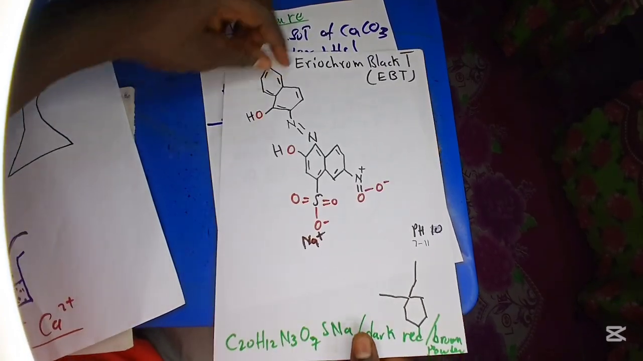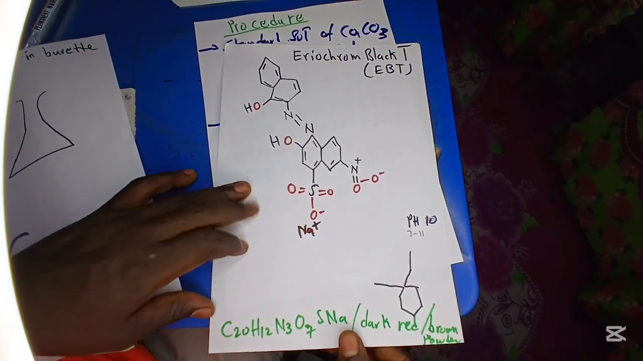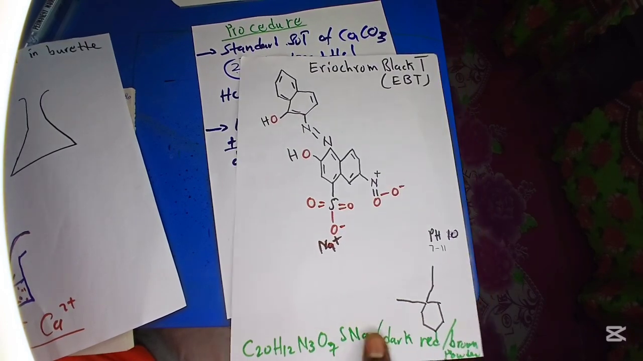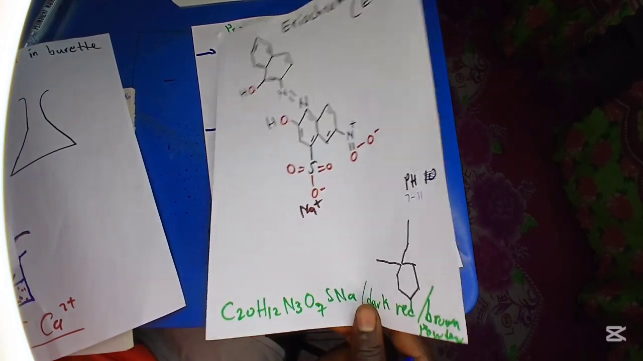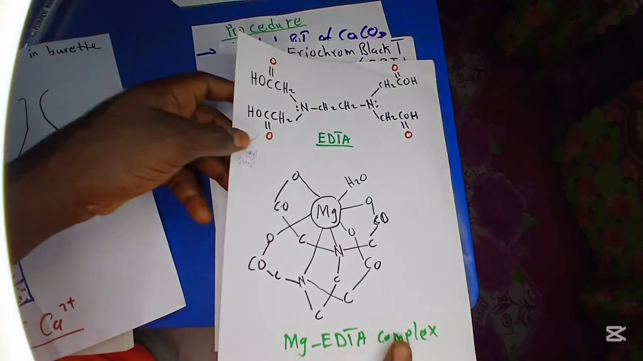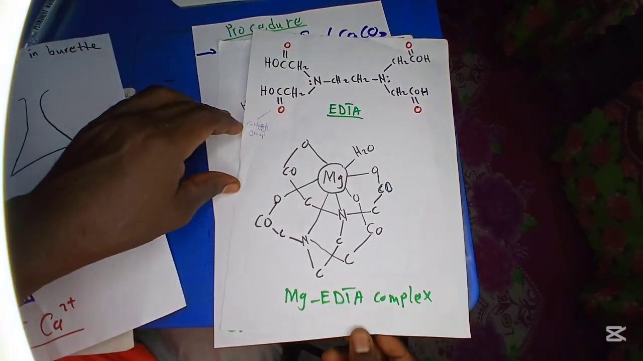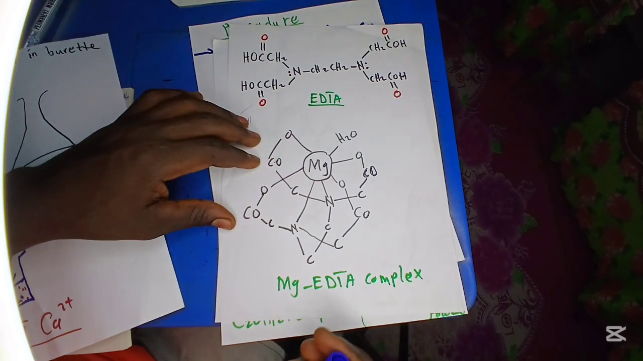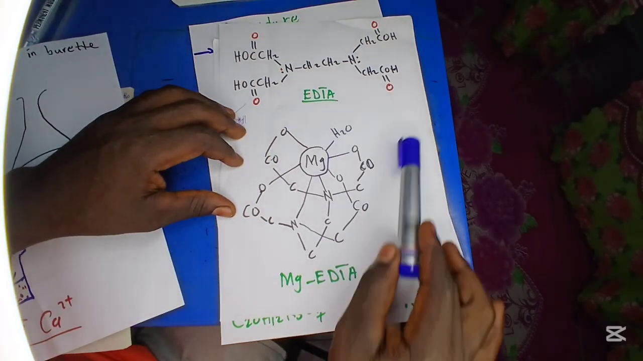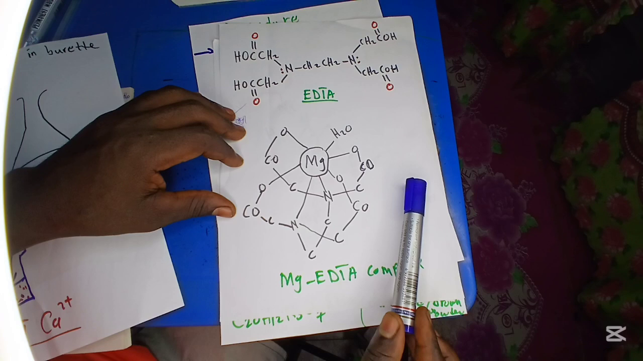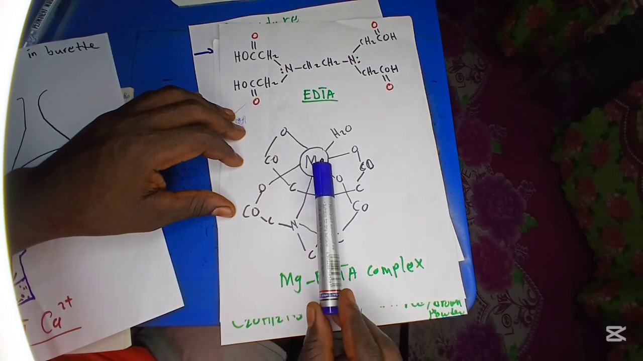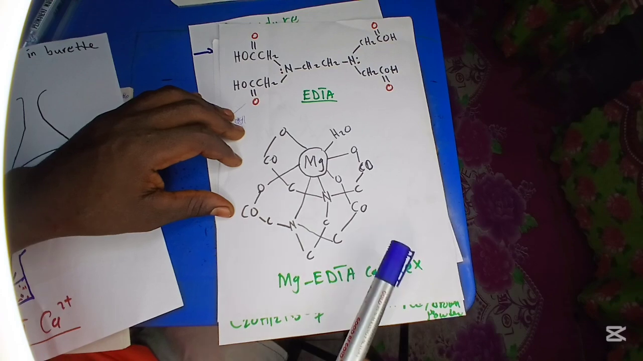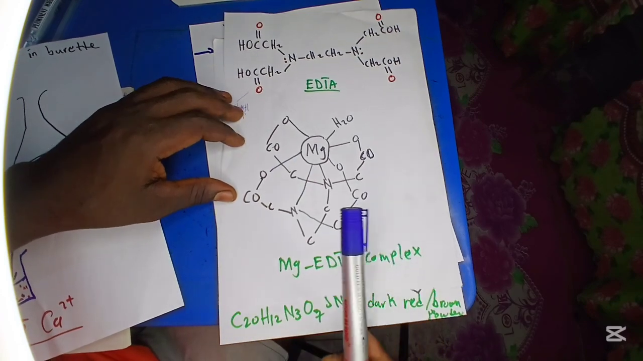This is the structure of Eriochrome Black T. This one will form a complex with the metal ion first, which will show a color change of wine red. And EDTA, because it forms a very stable complex, will come and displace that indicator. So this is how EDTA forms its complex. That's why we call it a chelating agent. See how it surrounds the central metal atom. So definitely this complex is going to be very stable.